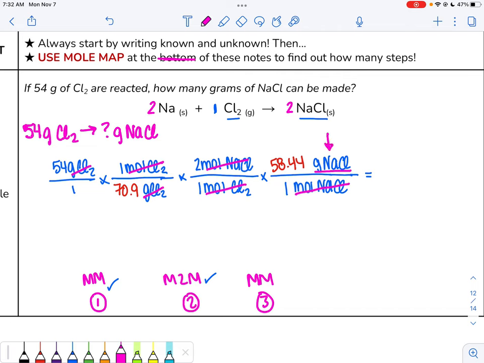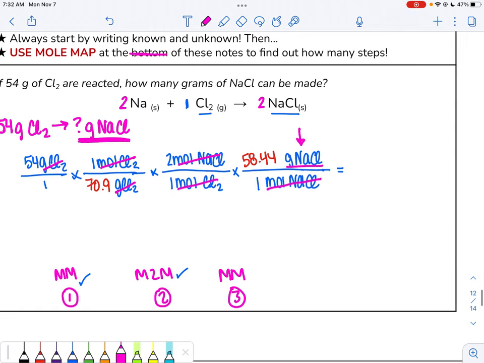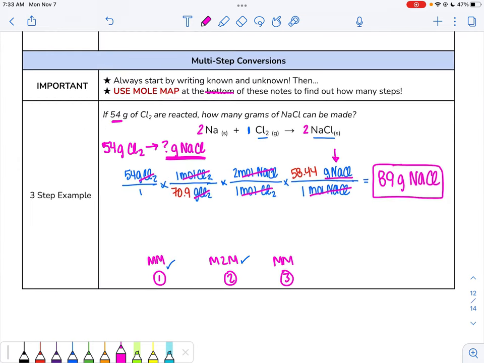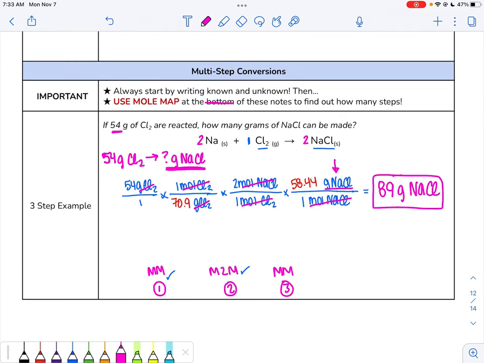So this is what I told you before with my hot tips. If the last unit in the numerator of your last conversion factor is not the unit that you want, you messed up somewhere, and you've got to go back. But I know that I want grams of NaCl to be my final unit, so this is good. This is exactly what I want. So when I calculate this out, I need to round my final answer to two significant figures, because that's what I have in my problem. So when I throw this in my calculator, I end up with 89 grams of NaCl. Put a box around it, call it good.